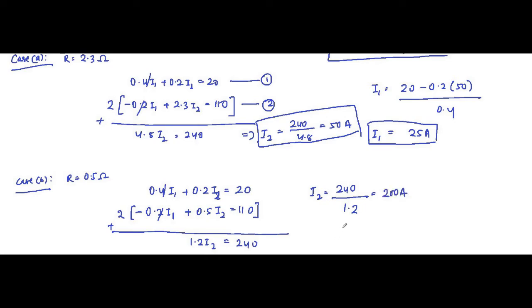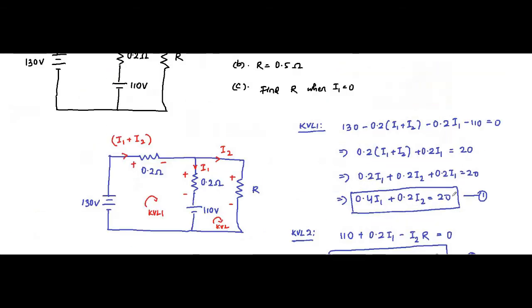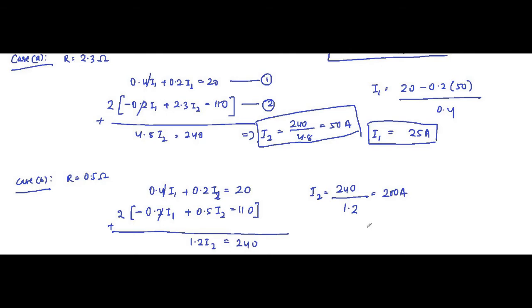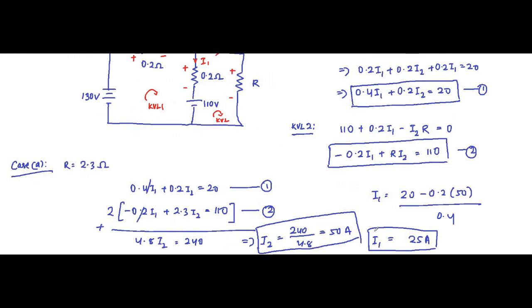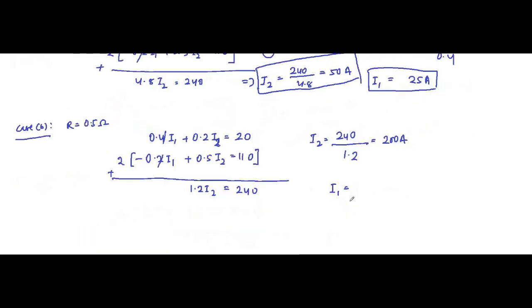I2 is equal to 200 ampere. When we substitute this value of I2 in equation 1, I1 will be equal to 20 minus 0.2 into 200 by 0.4, which is equal to 20 minus 40 by 0.4, minus 20 by 0.4, which will be equal to minus 50 ampere. So I1 will be minus 50 ampere.